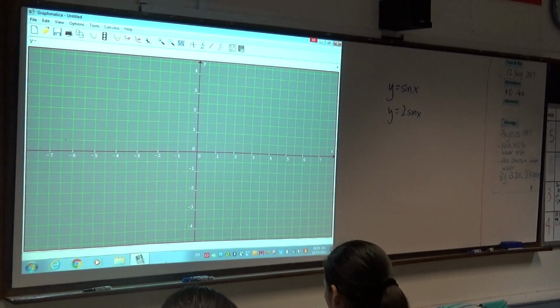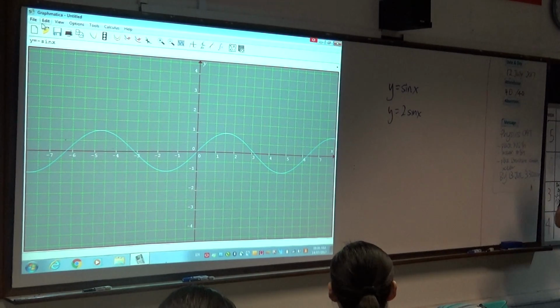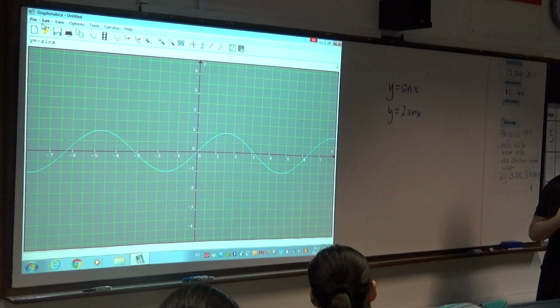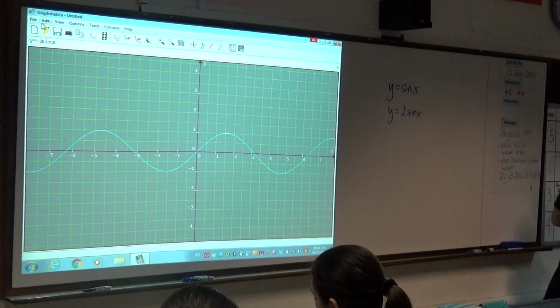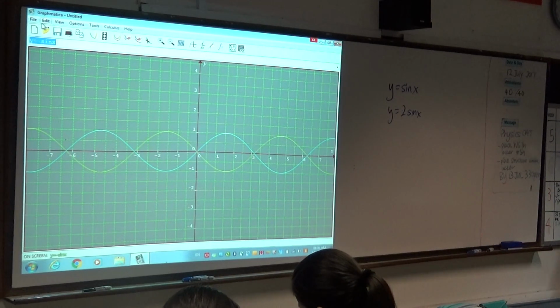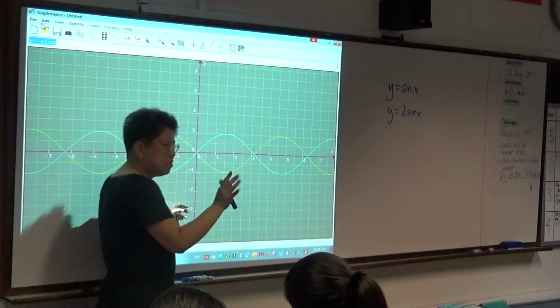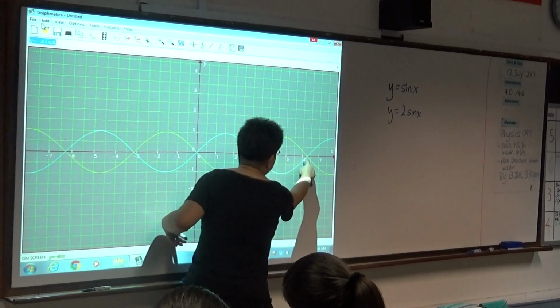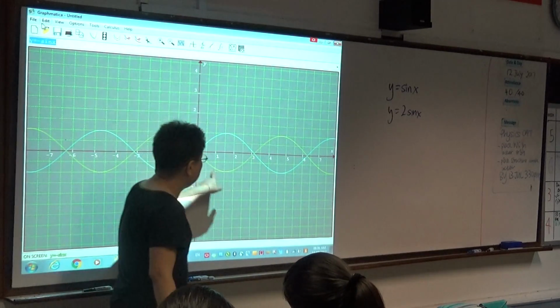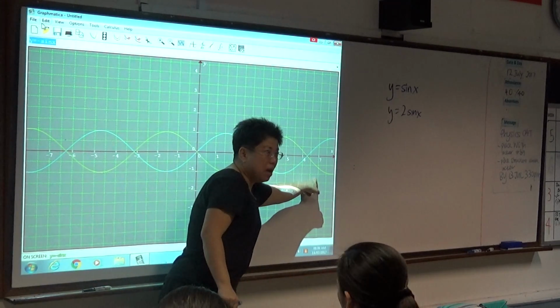y equals sine x. What do you think y equals negative sine x will look like? It will flip, right, about the x-axis. Am I right to say that? Okay, I'm going to show you one. Can you see? That means this one is the original one. So if I have a negative, it will go the other way around. Am I right to say that?